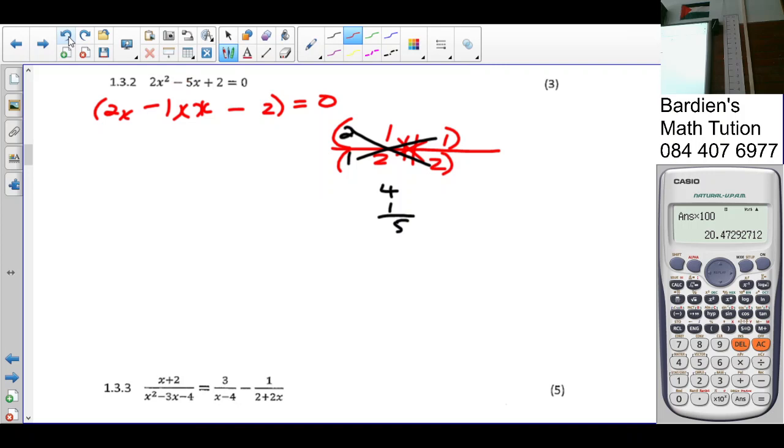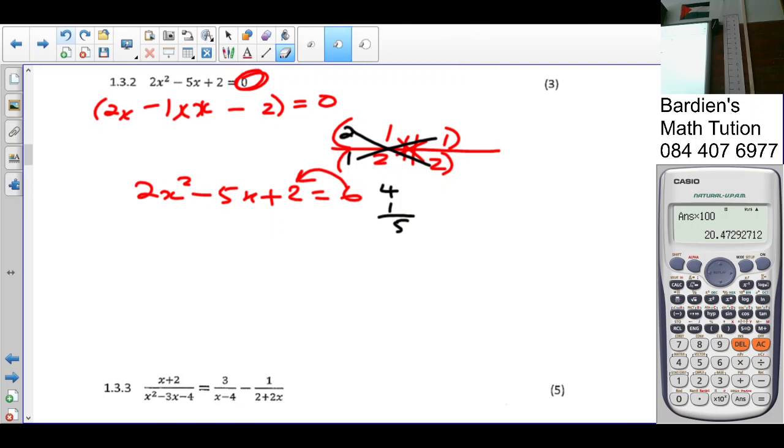Do you understand? If here was a number on the side other than 0, then I would have to bring the number over first. Then set it equal to 0. Then factorize. You guys understand?